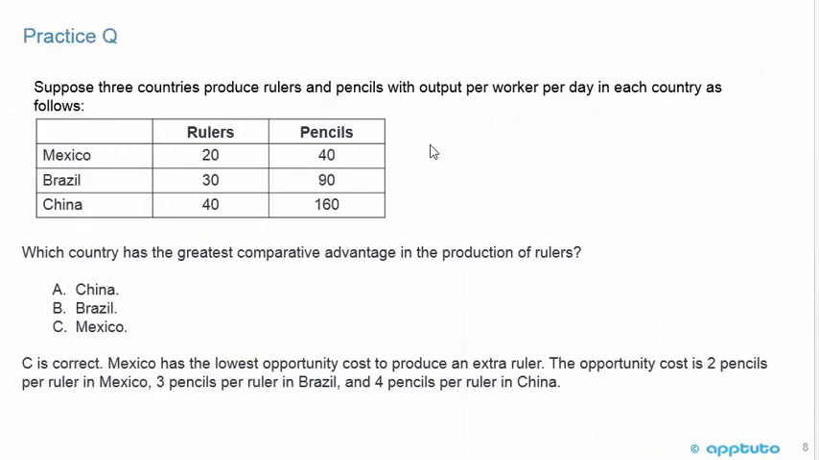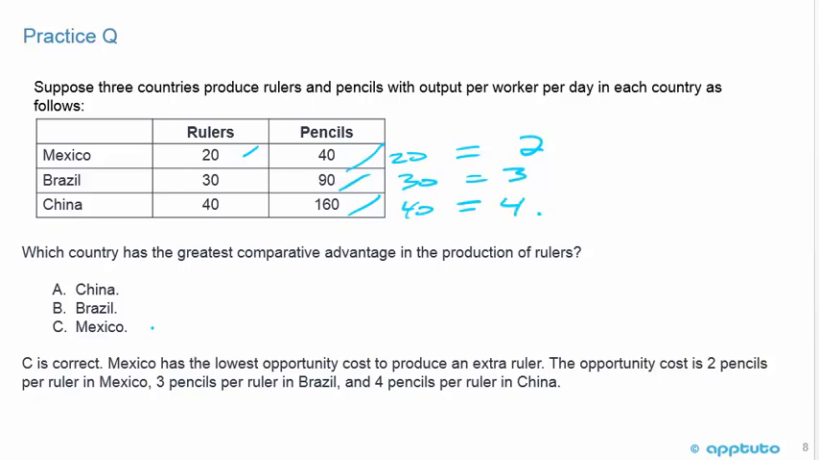Okay, this should be an easy question. It's just taking some practice on the mechanics. So when they ask about the opportunity cost on the rulers, the way to remember it is you start in the other category, the pencils, and that becomes the numerator, and the denominator is your rulers in this case. So 40 divided by 20, that equals 2. 90 divided by 30, that equals 3. And 160 divided by 40 equals 4, okay?